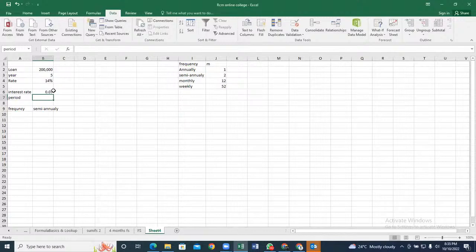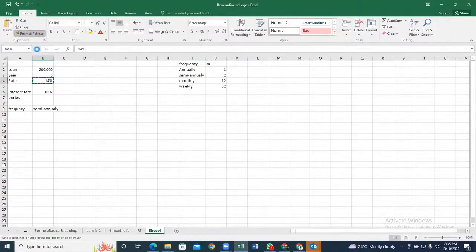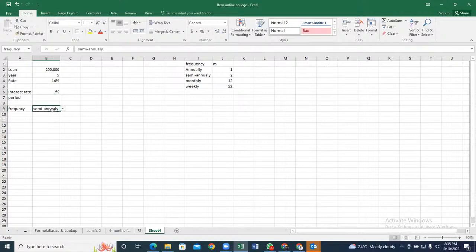If you enter, you'll be able to see your interest rate indicated. Because we've selected semi-annually, it is dividing interest rate by 2. And that's why if I now move to monthly, it will divide 14 by 12, and we are going to have that percentage. That's what we did the other day.